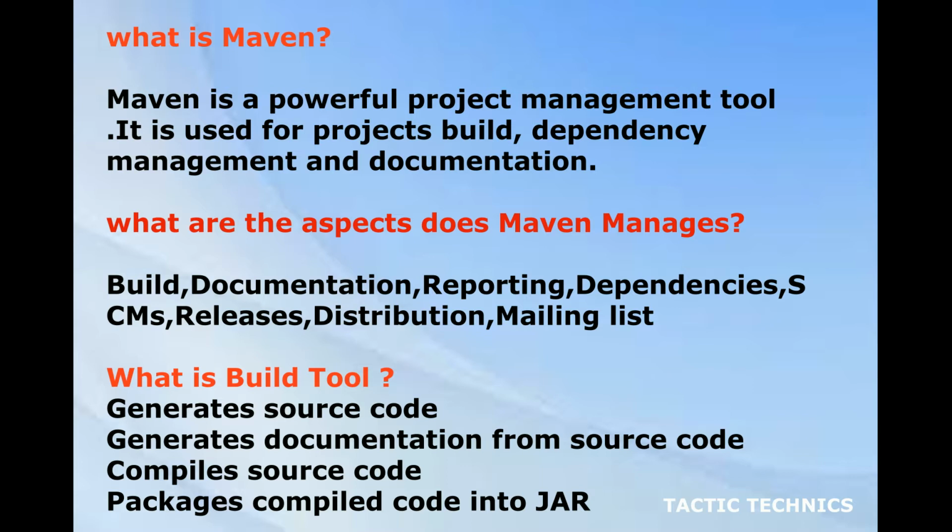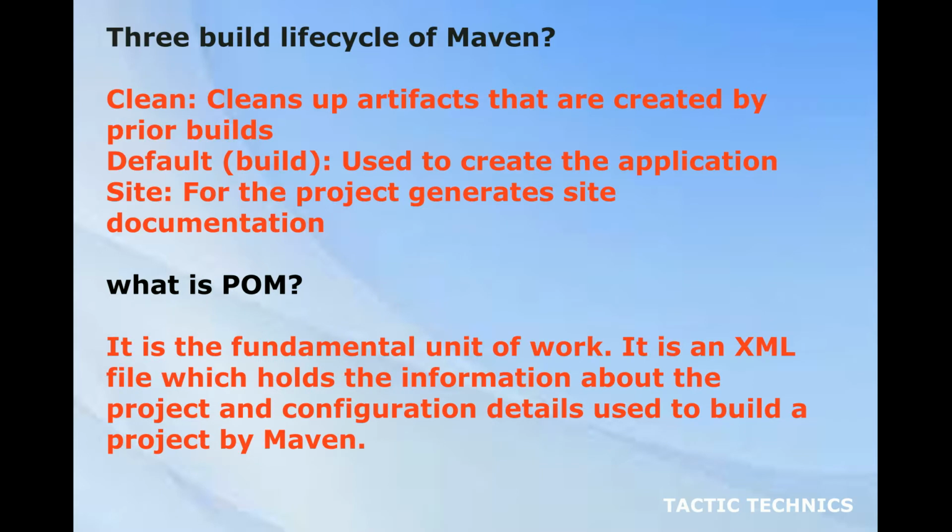What is a build tool? It generates source code, generates documentation from source code, compiles source code, and packages compiled code into a jar. Three build life cycles of Maven. Clean cleans up artifacts that are created by prior builds. Default, build, is used to create the application. Site generates site documentation for the project.